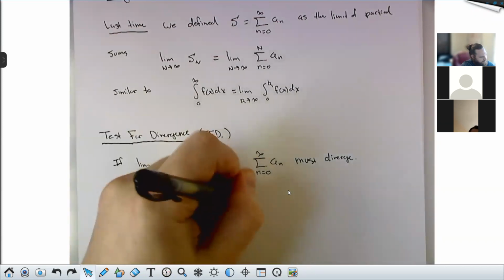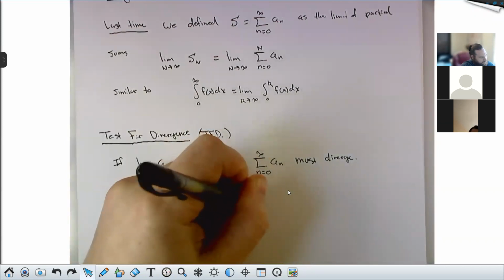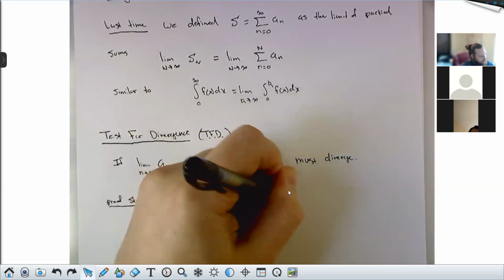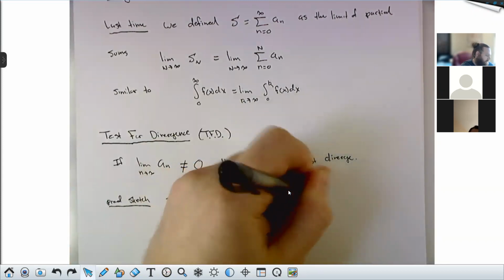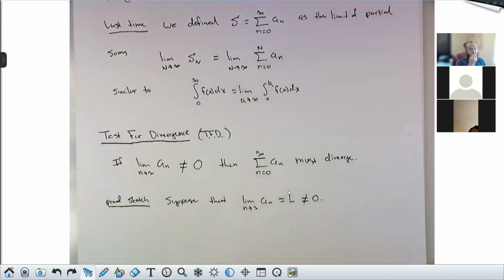Suppose that the limit as n goes to infinity of an is equal to L, and that's not 0. So what I'm going to do then is show that the series sigma an has to diverge, right? That's what this theorem says. It says if the limit is not 0, then the series has to diverge.